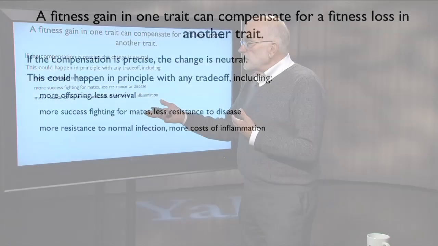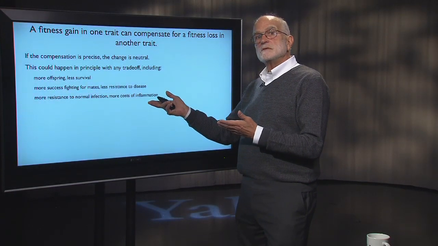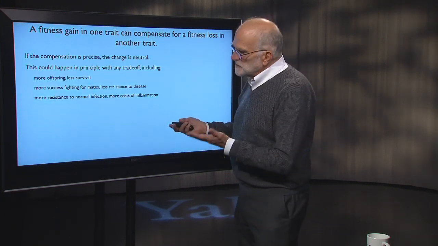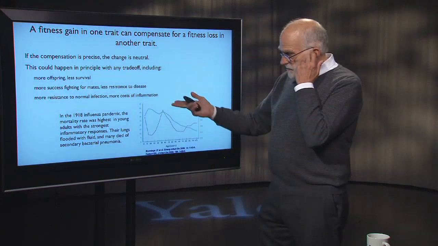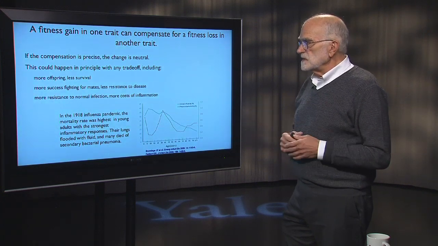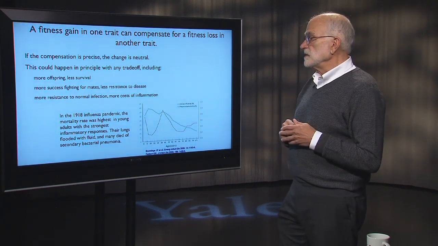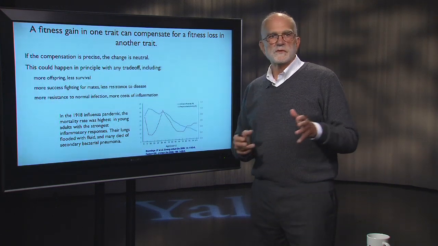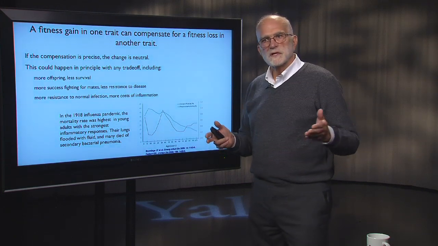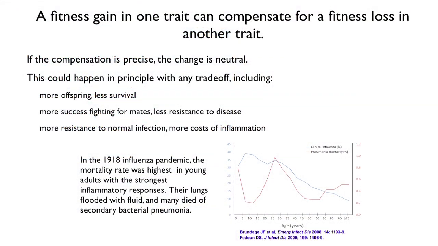More resistance to normal infection, but more costs of inflammation, and possibly more autoimmune disease. Same story. For this last one, we know that in the 1918 flu epidemic, the mortality rate was highest in young adults who had the strongest inflammatory responses. So they were well suited to resist a large range of normal infections. They probably did better under those circumstances, but when the epidemic came along, they overreacted. There was what's called a cytokine storm. Their lungs flooded with fluid, and many of them then died of secondary bacterial infections.